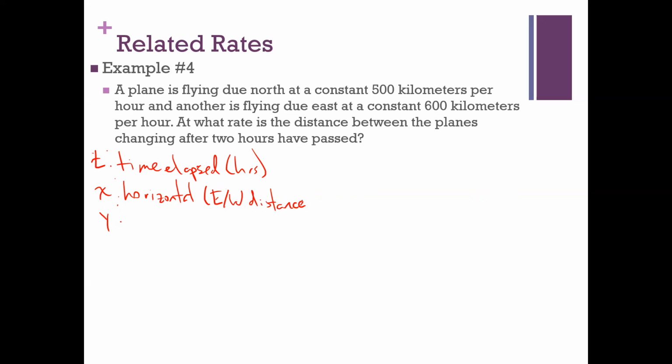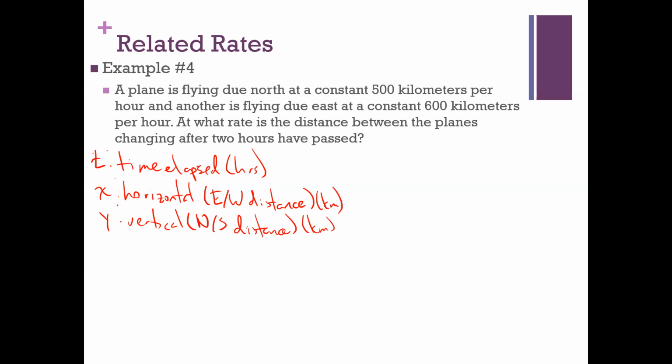Is this for either plane? I mean, only one of them is traveling east and west. This y will be vertical then. What are the distances measured in? So we have time, we have x, we have y. What else? Or is there anything else?